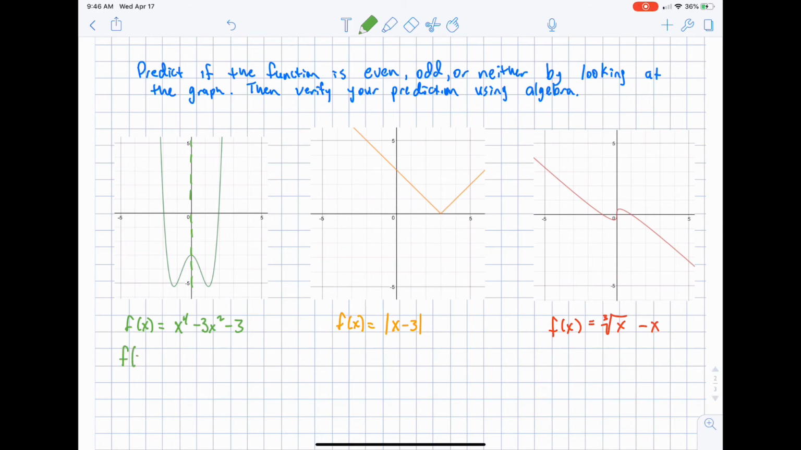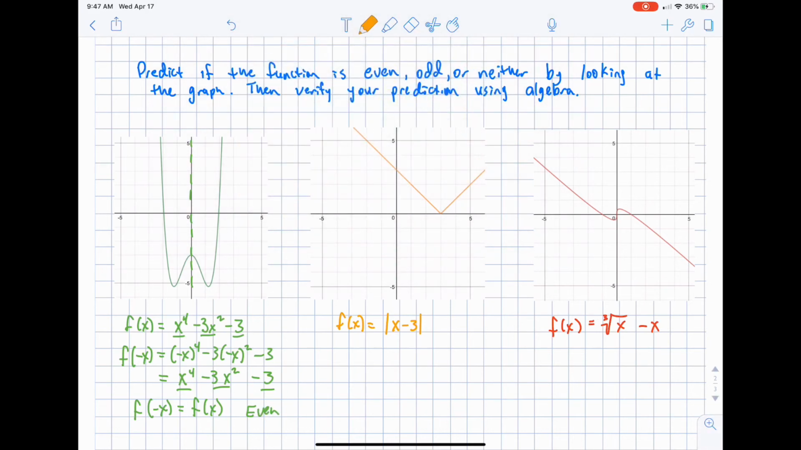So I'm going to find f of negative x. As I simplify this, negative x to the fourth power becomes a positive x to the fourth power. The negative x squared becomes a positive x squared, and then we have our negative 3. So notice that these terms are the exact same as our original function. So we've determined that f of negative x is equal to f of x. Therefore, the function is even, just as we predicted.